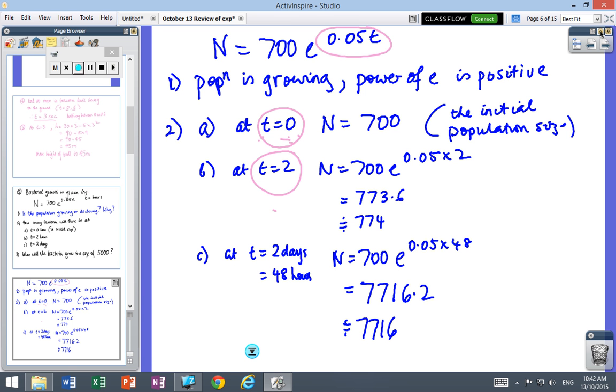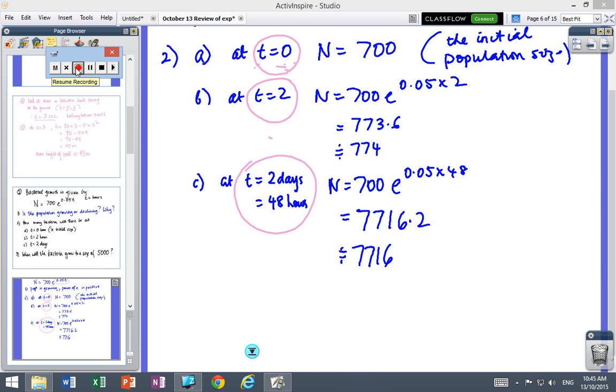So t equals 0, t equals 0, t equals 2. And the only hard one is the last one where I said the time was in days, but the question said that the time was in hours. So 2 days, turn it to 48 hours, and then substitute the 48. So, can you copy those answers down? And we're back to record.